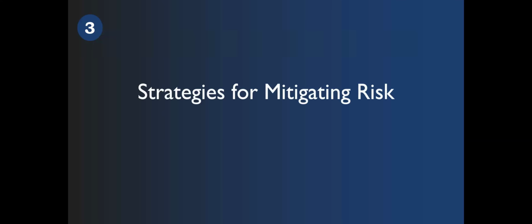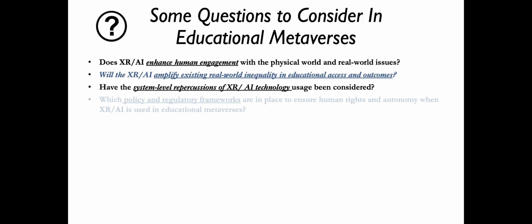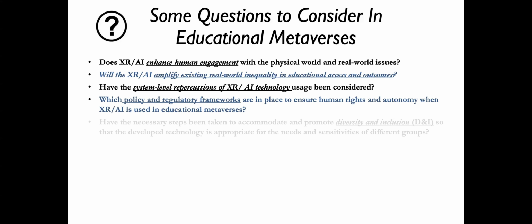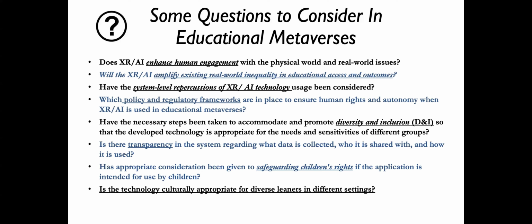So now let me briefly talk of some strategies we can use to mitigate risk. We need to ask these questions. These questions refer to various facets of the design of educational metaverses. We need to ensure that our purposes are correct. We are actually trying to enhance human engagement with the physical world and real world issues, and we're not just using these technologies as a distraction.